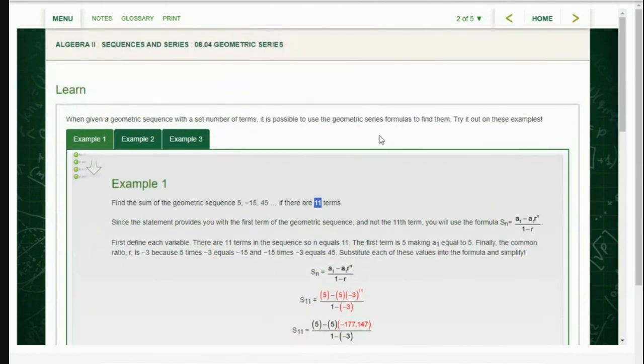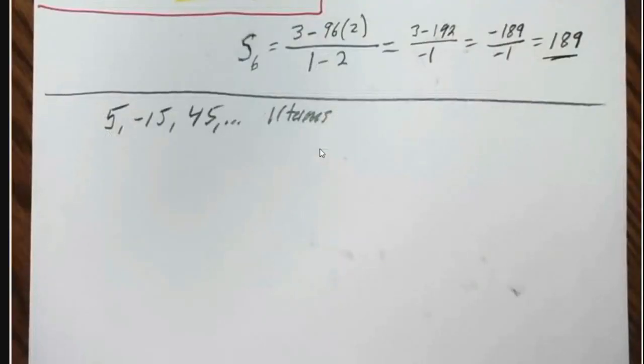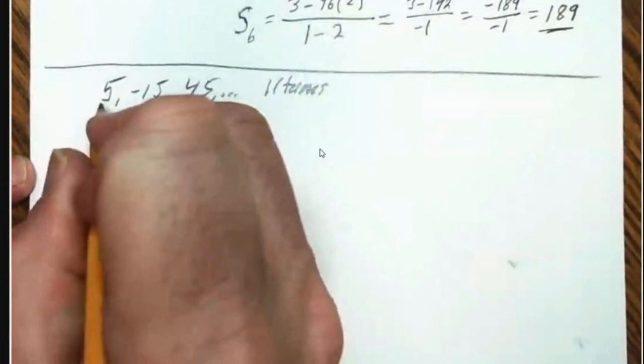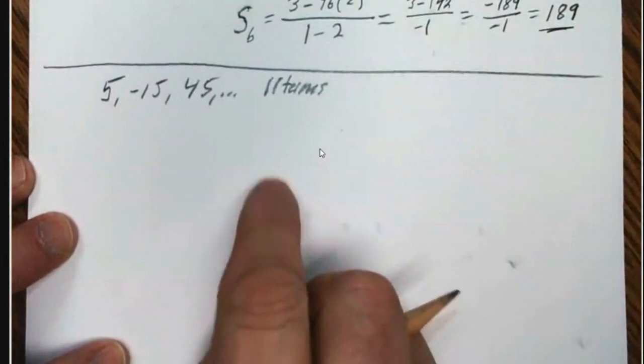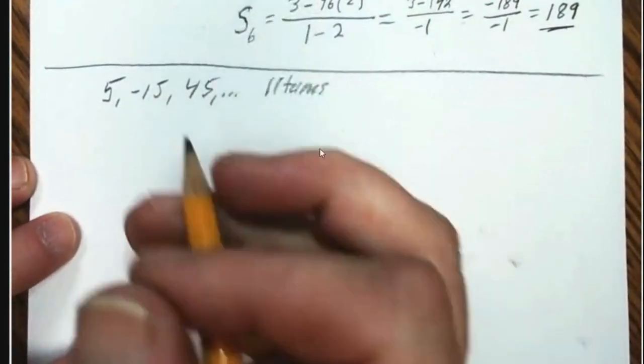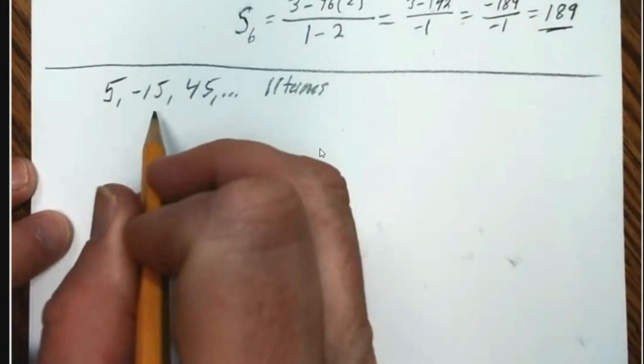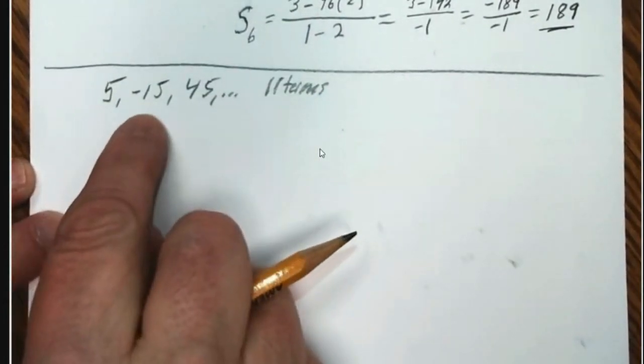All right, so let's go ahead and work that on paper just to give us another example where we're trying this out. So it's 5, negative 15, positive 45, 11 terms. All right, so if we have this sequence, 5, negative 15, 45, and there's 11 terms, we have to find, first off, our R. We need to know what the common ratio is. So we can take any two terms that are together and divide the second term by the first one.